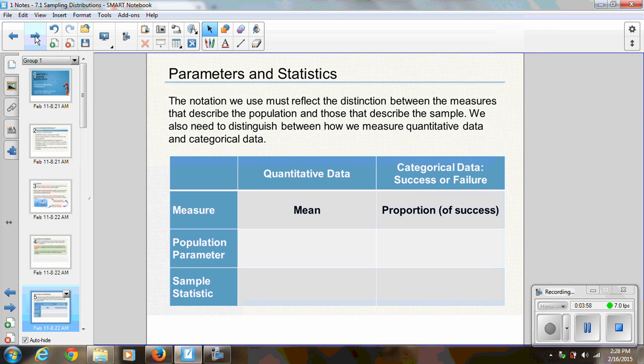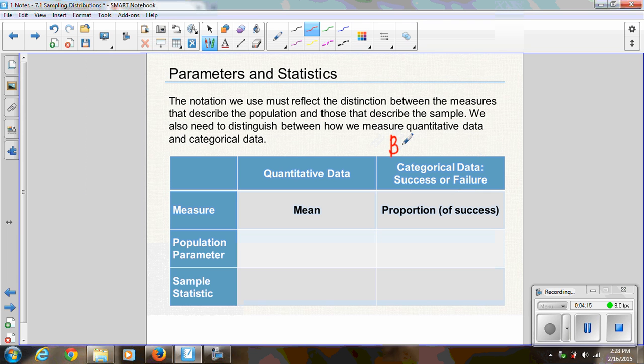Okay, so we've got some notation. And for a mean, we need to be able to distinguish, just in a different color. We need to distinguish between whether or not we're dealing with quantitative data or whether or not we're dealing with categorical data. With all of our categorical data, it's all going to fall in the binomial setting.